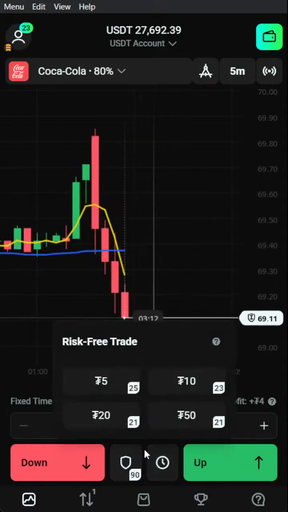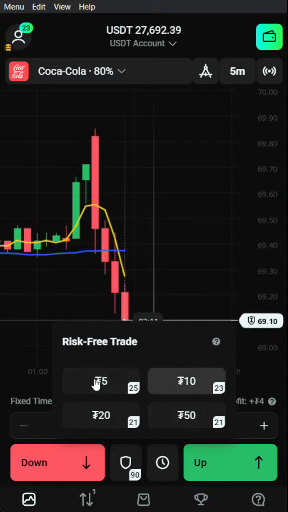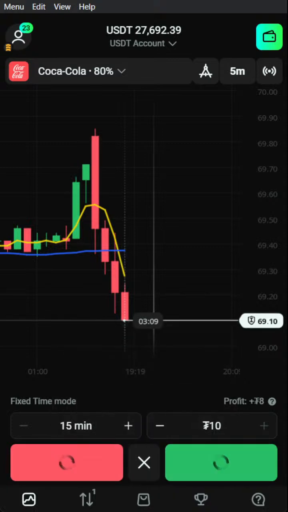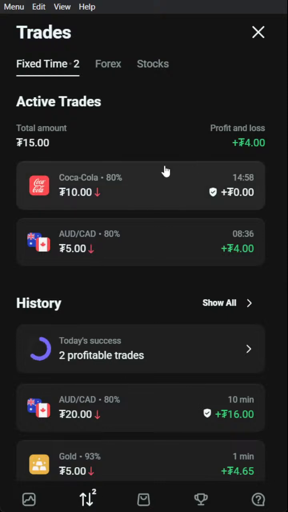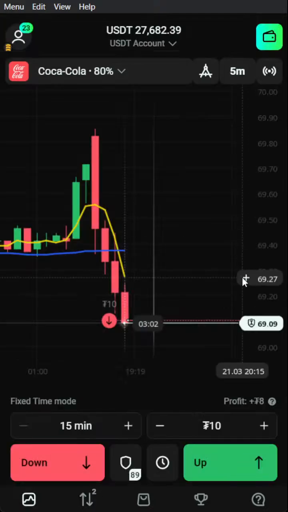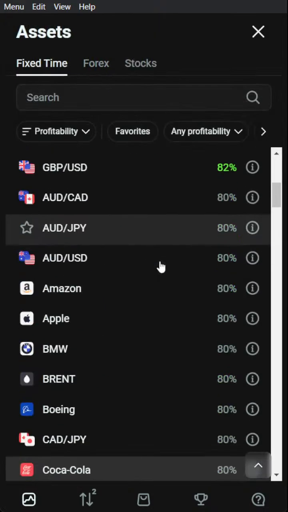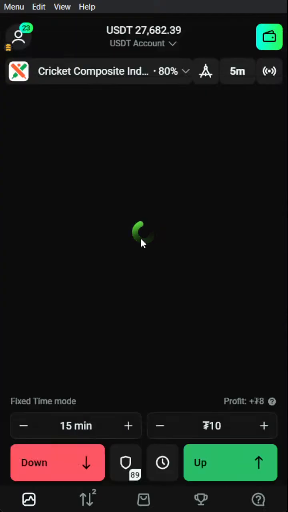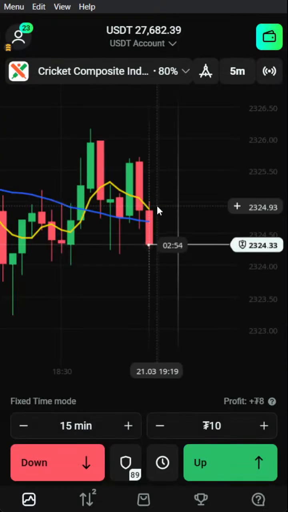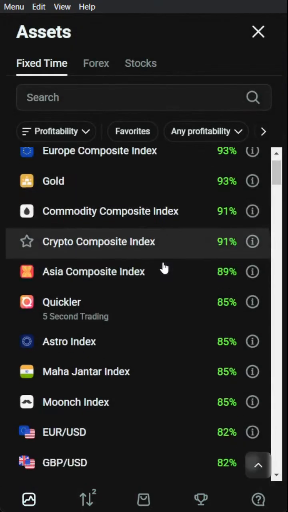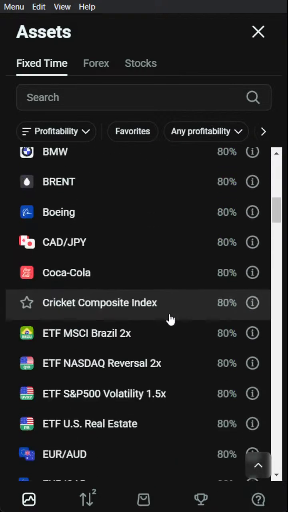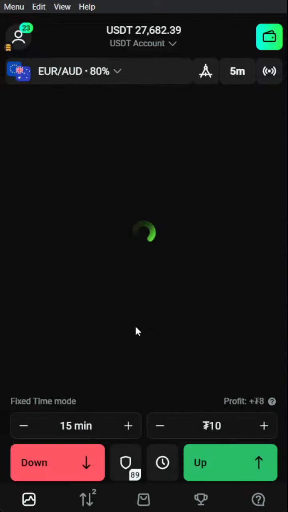I also have a signal in Coca-Cola, but I guess I would be using a $10 risk free and I would make a down trade. So right now the AUD CAD trade is positive, this trade is positive, and Coca-Cola was a 15 minutes trade, so I've made it. Let's check. If not in this session, I will let you know the results in the next session, guys. So don't worry, the results are not going anywhere. You will get them in your next session. Okay.